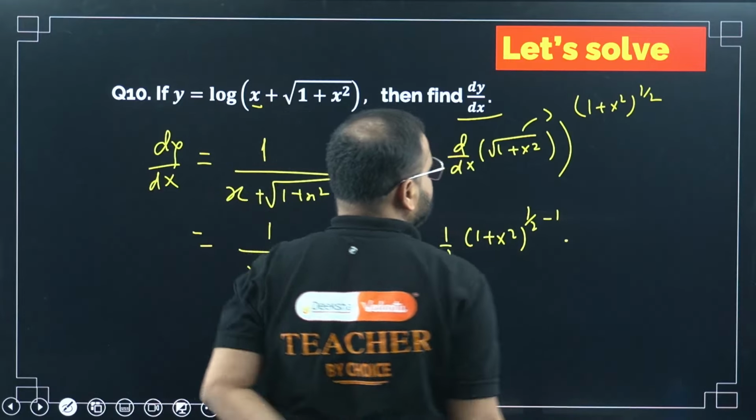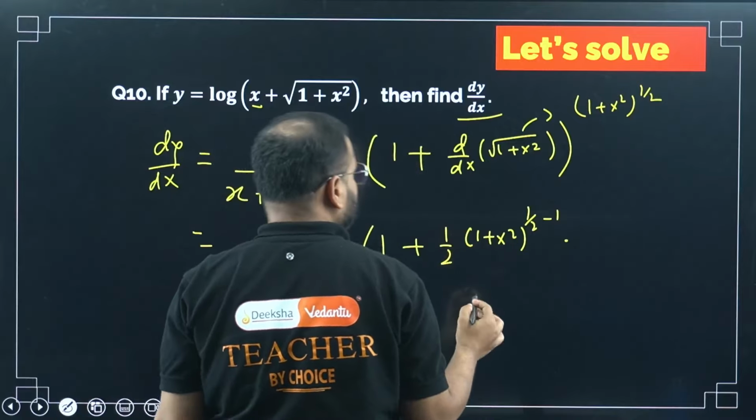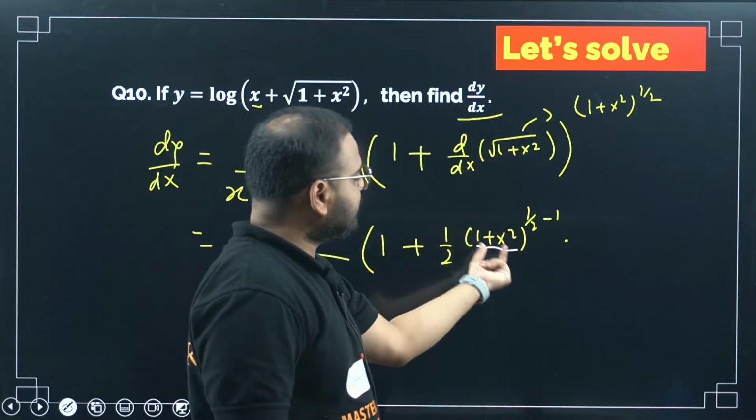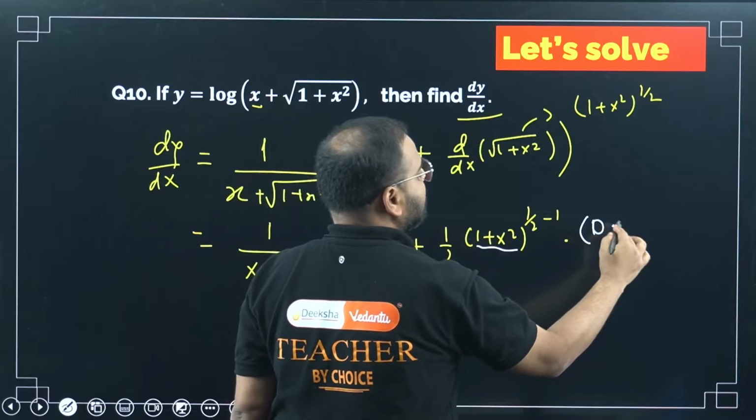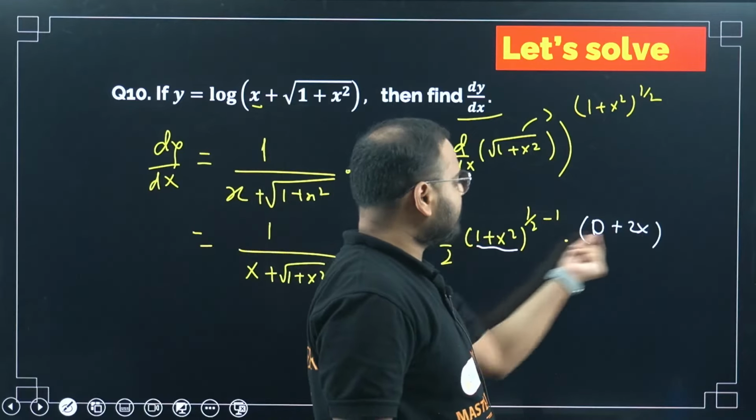I have to multiply this with differentiation of this also, no? Chain rule is complete. No sir, we have to do differentiation of this also. We differentiated only this part. I have to do the differentiation of 1 plus x square also. How much will that be? 1 will be 0 and this will be 2x. Please check. 1 differentiation is 0 and x square differentiation is 2x.